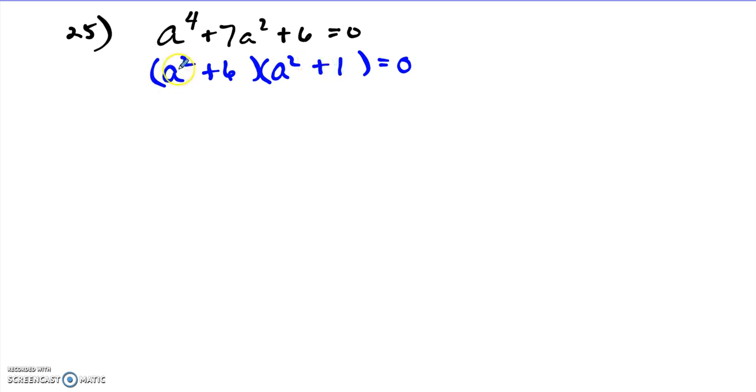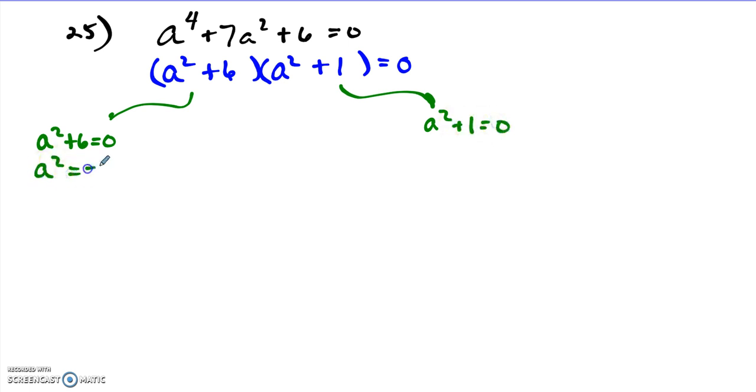And I look here and I have a squared term, so I'm going to look to factor, but I can't because I have addition in here versus the subtraction. So each of these will have to be solved on their own. So a squared plus 6 equals 0. A squared plus 1 equals 0. So a squared equals -6. A equals plus or minus i square root of 6. And this one's going to be a squared equals -1. So a equals plus or minus i square root of 1.